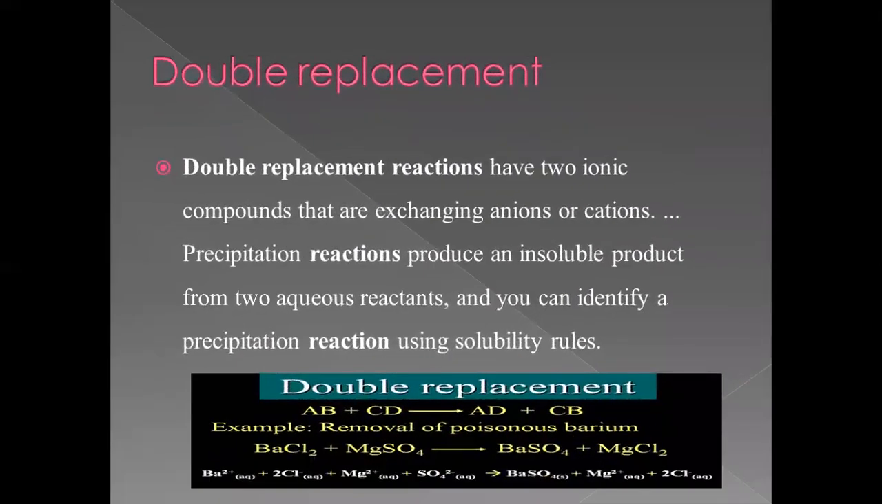A double replacement reaction has two ionic compounds that are exchanging anions or cations. Precipitation reactions produce an insoluble product from two aqueous reactants, and you can identify a precipitation reaction using solubility rules. Here is an example of double replacement. Here we have AB plus CD. It turns into AD plus CB.